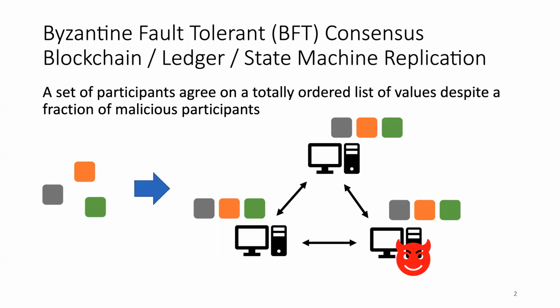And in this talk, we're going to focus on what's called layer 1, which is just to agree on this list of values. We don't quite care what these values are. Depending on the applications, these values could be monetary transactions, smart contracts, or just generic storage.